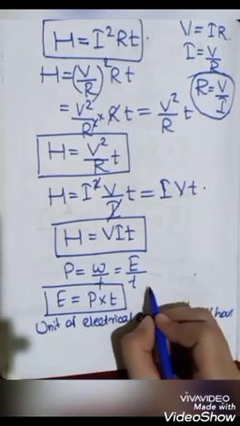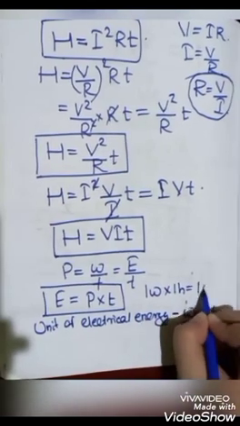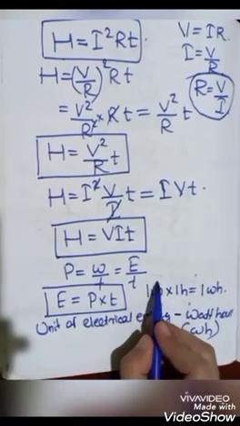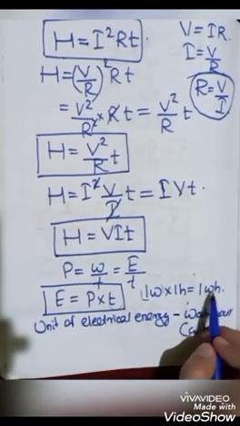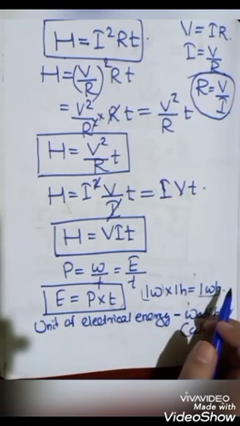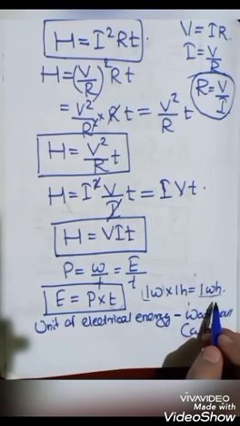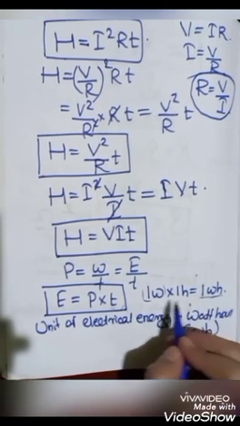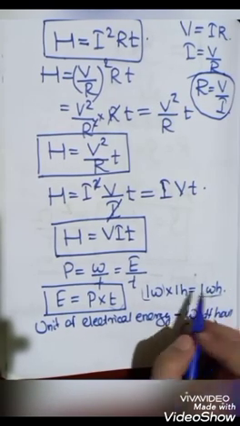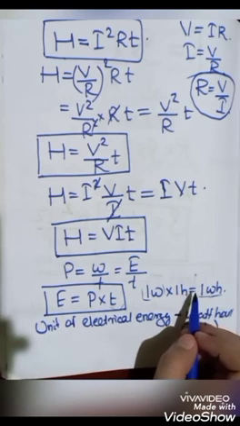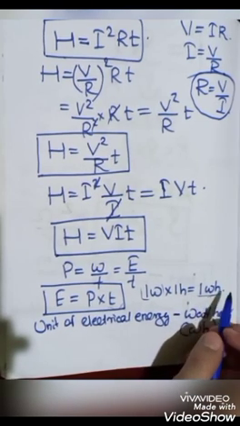1 watt into 1 hour is equal to 1 watt hour. That is, here 1 watt power and 1 hour time gives 1 watt hour of electrical energy. That is, 1 watt hour is the electrical energy consumed when 1 watt of power is used for 1 hour. When 1 watt of power is used for 1 hour, we will get an electrical energy of 1 watt hour.